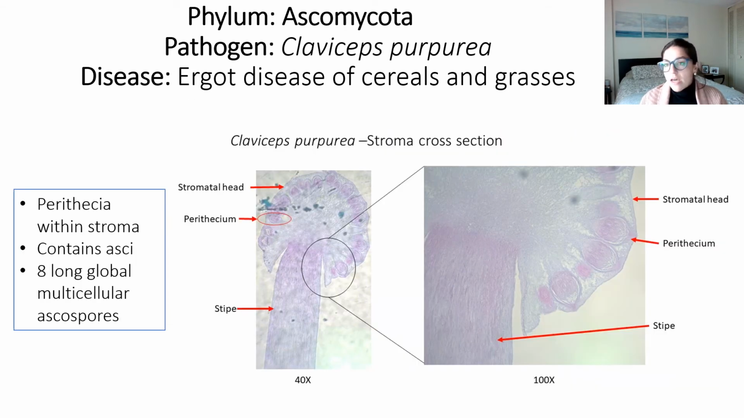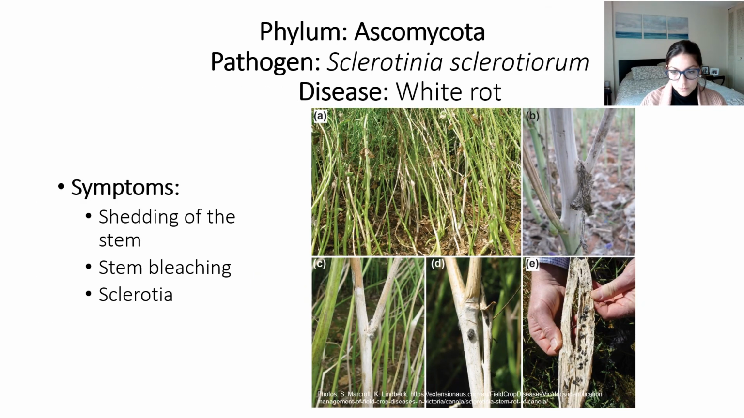How does a stromatal head look when we make a cross section? We can see here how it looks. So here is the stromatal head, and inside of it we have different perithecia, which are pear-like structures where the asci are produced. And in each one of those perithecia, eight long, filiform, multicellular ascospores are produced. So remember, the ascospores are the sexual structures for the reproduction of the pathogen.